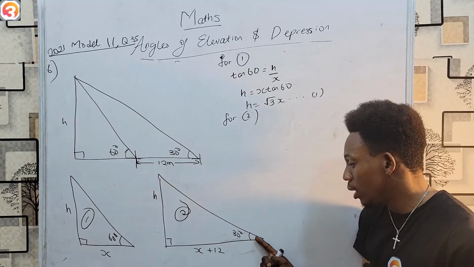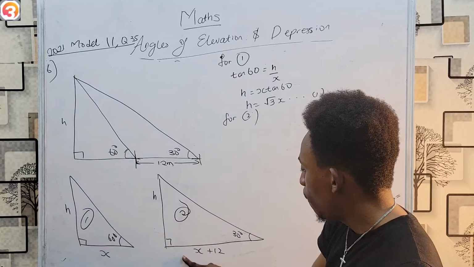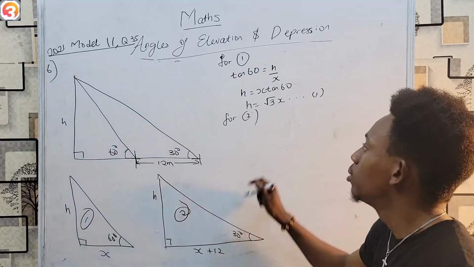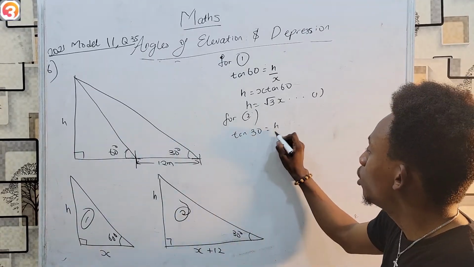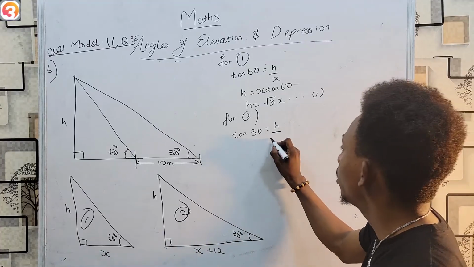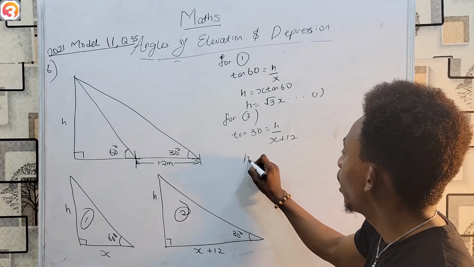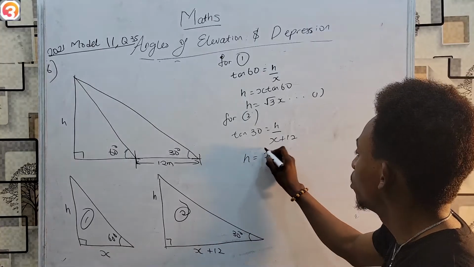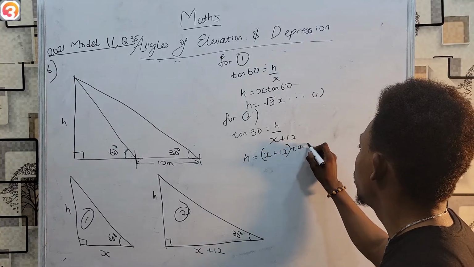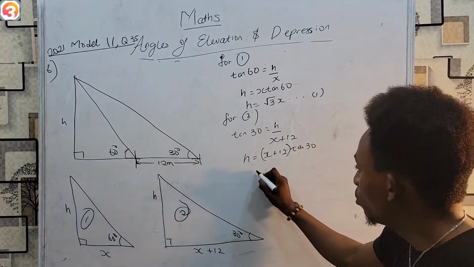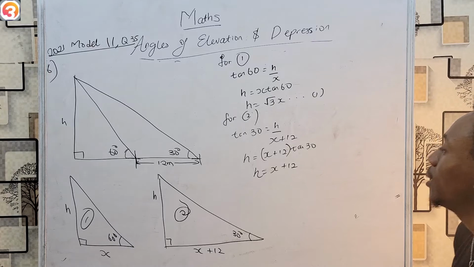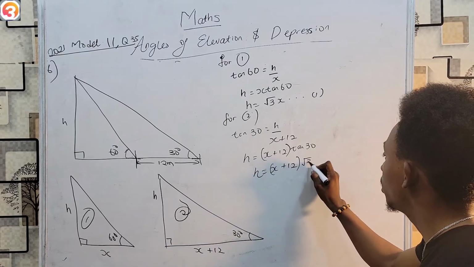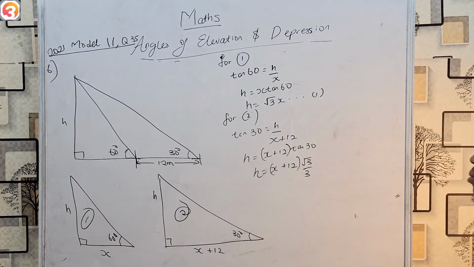And again, now my angle is 30. Height remains h, but the distance is x plus 12, meaning that tan 30 equals opposite h over adjacent x plus 12. And h equals x plus 12 times tan 30. And let's find tan 30 first: tan 30 equals root 3 over 3. So what can I do?